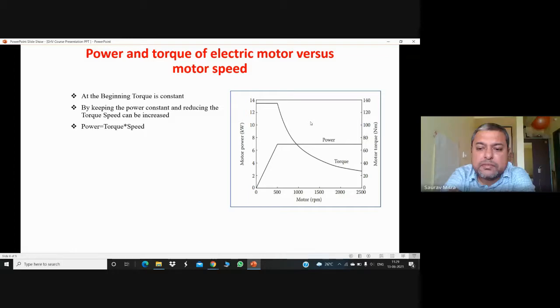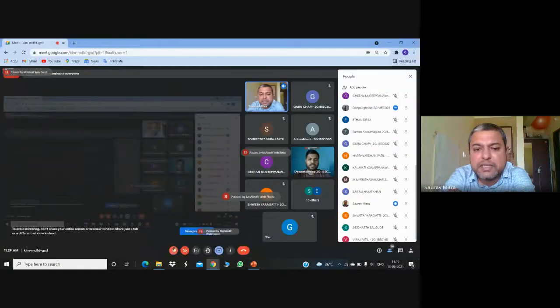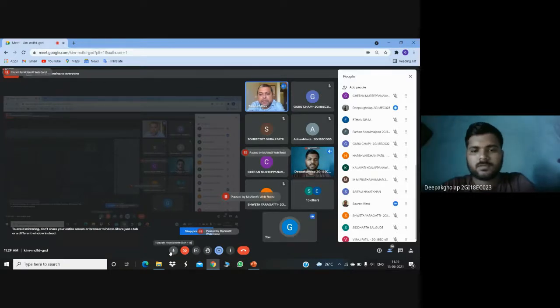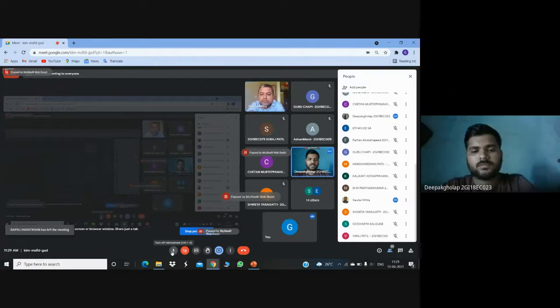Gokul, what is that speed called up to which your torque is constant initially? What is the name of that speed? We have discussed it 1,000 times in our presentation. It is called base speed. Base speed. Okay, sir.